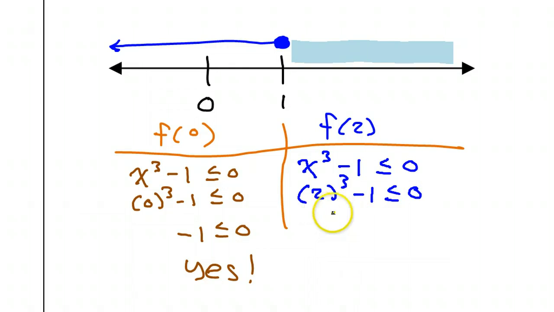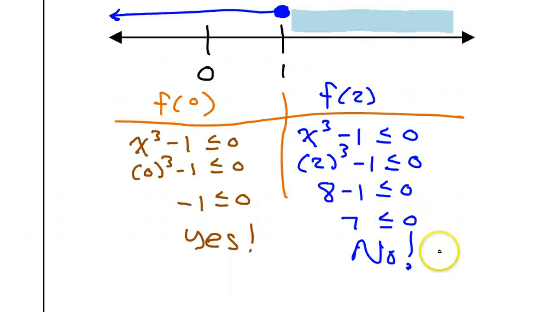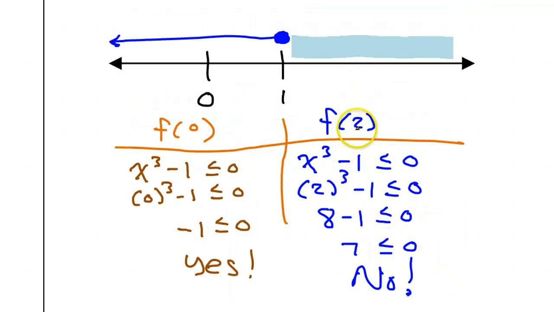Okay, so 2 to the third power, that's 8, minus 1 is less than or equal to 0. But that's 7 is less than or equal to 0. Is 7 less than or equal to 0? No, it is not. That means 2 is not a solution, which means none of these blue values are solutions. Okay, so we will just leave that blank.